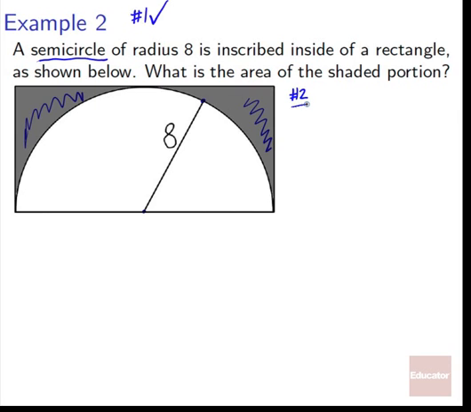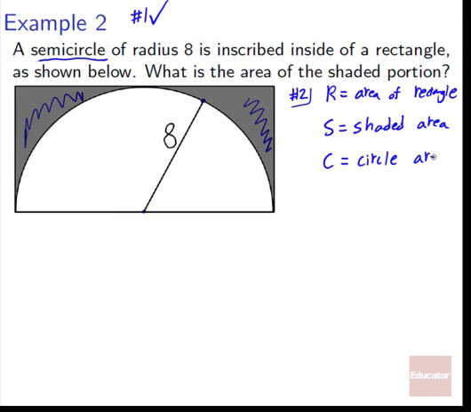Number two, what would allow us to know this? Well, if we knew what the area of the rectangle was, if we know what the S for the shaded area is, and if we knew the circle's area, we'd be in pretty good shape to be able to figure this out. So number two, those are the three things we're looking for. R equals the area of the rectangle, capital R, S equals the shaded area, C equals the circle's area.